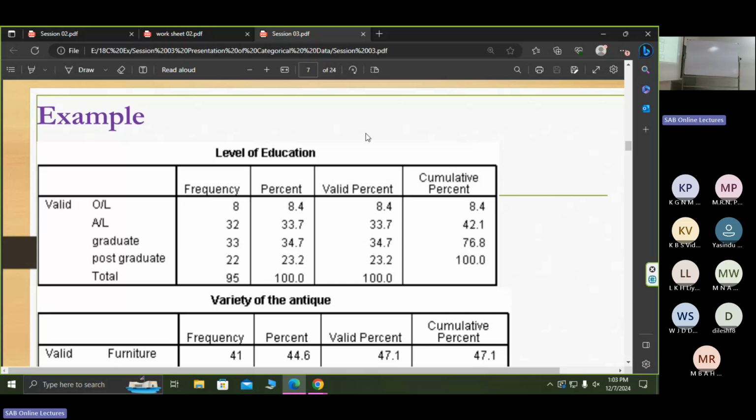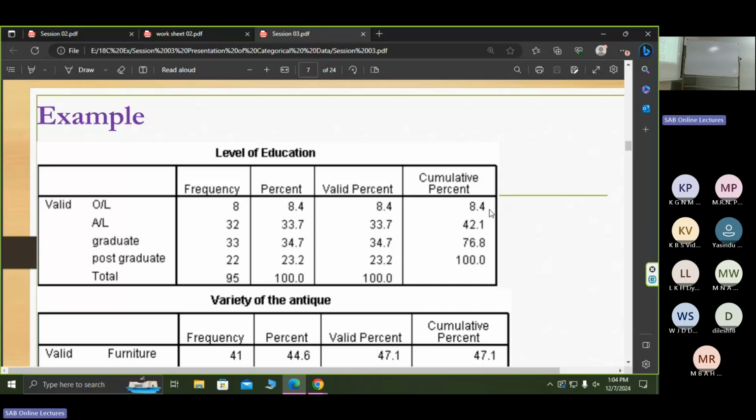Right. The total is 95. There are no missing values. It means all of them responded to this question. We have 95 data. Is it clear? Then what happens? The percentage column and the valid percentage column are equal. Is it clear? Then the cumulative percentage.